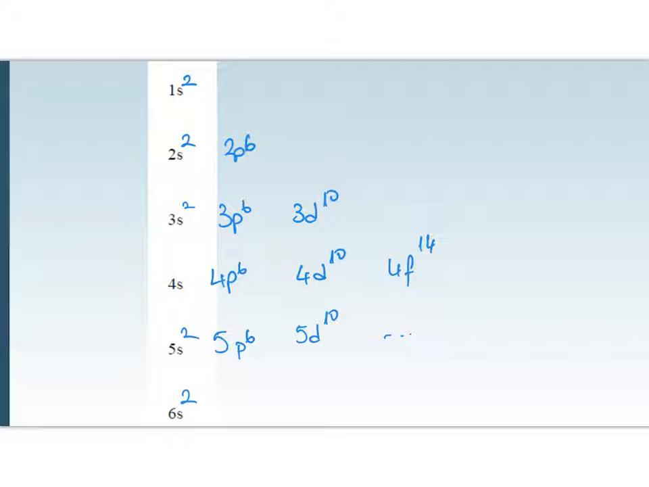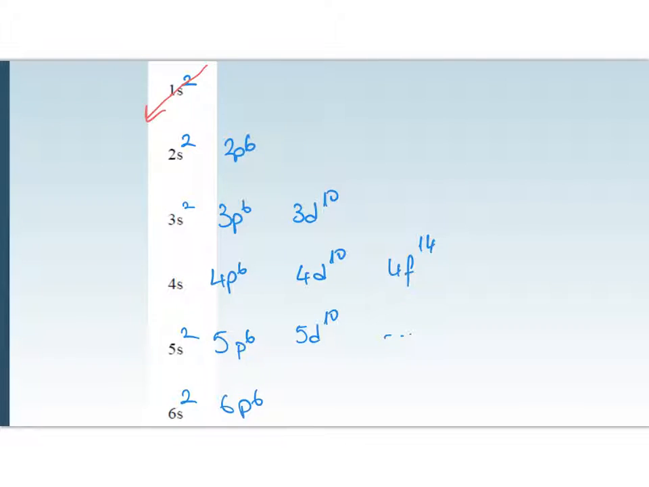Now 6s2 and 6p6, and it also goes like this. And you have, of course, 7s2 and 7p6 because we have 7 periods. So when you are writing the electron configuration, you're not just reading like a book, but you're going down like this.